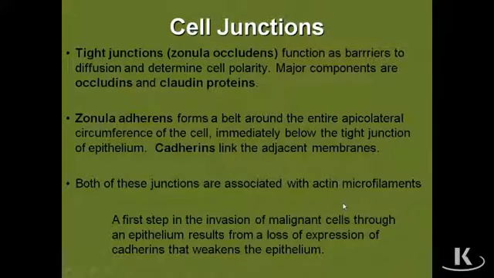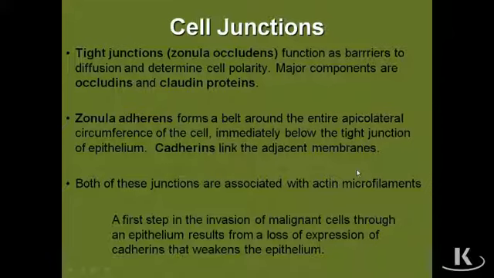All right, so here are the details. As we said, a zonula occludens functions as a barrier to basically the extracellular space. It helps determine cell polarity. The major components of that barrier are occludins and claudin proteins. The zonula adherens lies directly below the zonula occludens. It helps maintain the integrity and the proximity of the zonula occludens. And this is where we find cadherins linking the adjacent membranes. And as we said earlier on the previous slide, both of these junctional specializations are associated with actin microfilaments in the adjacent cytoplasm.